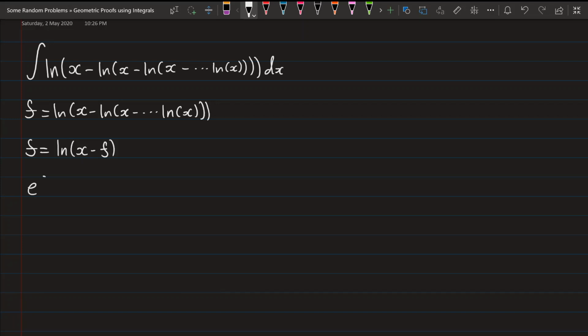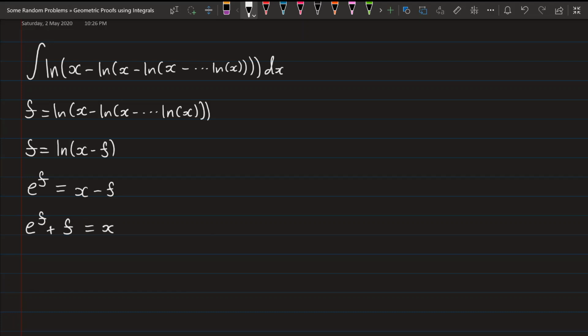We get e to the power of f is equal to x minus f. And again, we bring f to the other side, and we get e to the f plus f is equal to x.